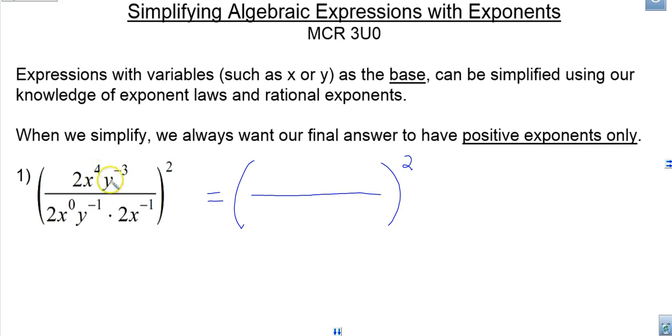Now, right here in the numerator, there's nothing I can do. So x to the power 4 times y to the power negative 3, I can't put those exponents together because they are not the same base. Okay, so remember, exponent laws only work if you have the same base.